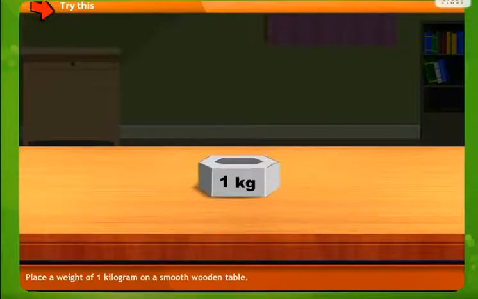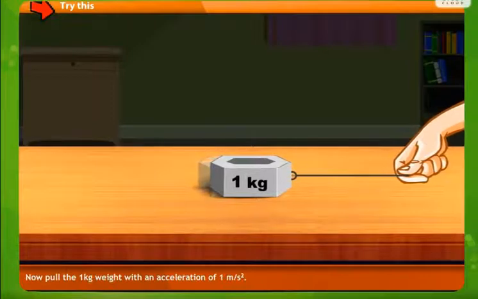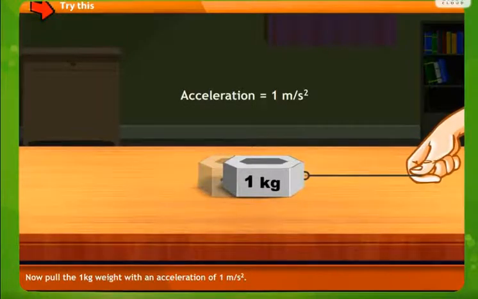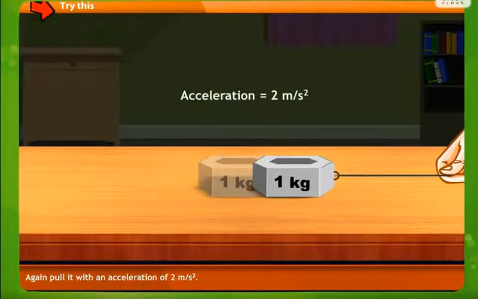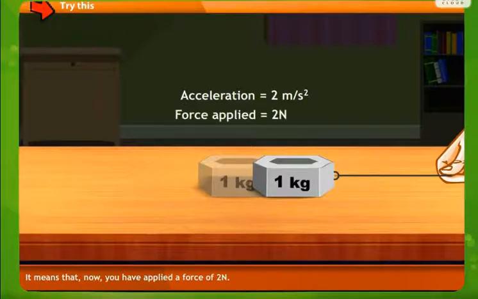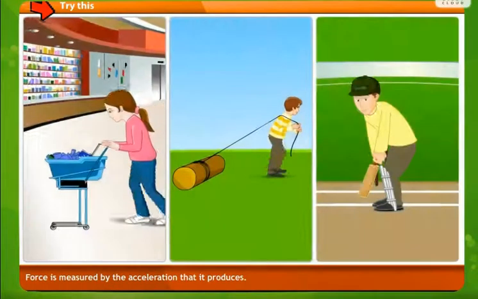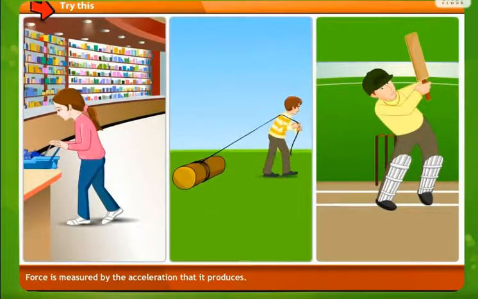Further, to study more about force and acceleration, let's try this. Place a weight of 1 kilogram on a smooth wooden table. Spread some talcum powder evenly on the table. Now pull the 1 kg weight with an acceleration of 1 meter per second square. Again pull it with an acceleration of 2 meter per second square. It means that now you have applied a force of 2 Newton. You will have to take many trials for this experiment, and then we will conclude that force is measured by the acceleration.